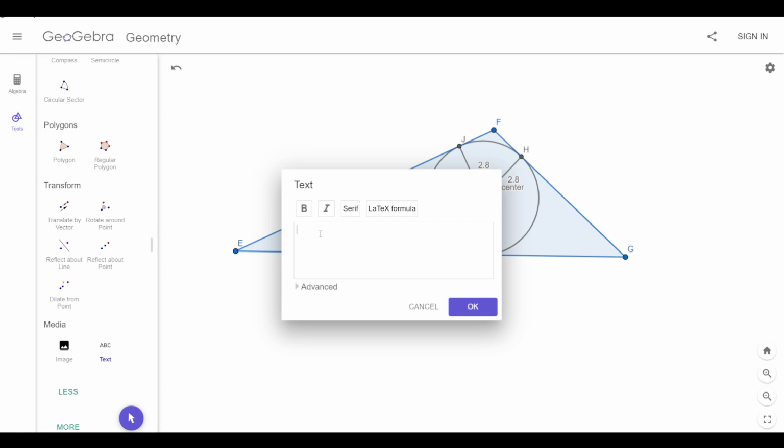How do you find the incenter? You find the angle bisectors. Now, what's true about the incenter? The incenter is equidistant from the sides of the triangle.